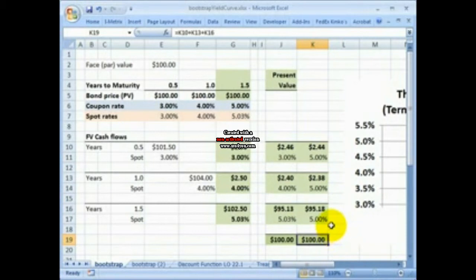However, and this is the whole point, this is the thing you have to understand about bootstrapping, it's not really correct to discount all three of these cash flows at the same 5%.